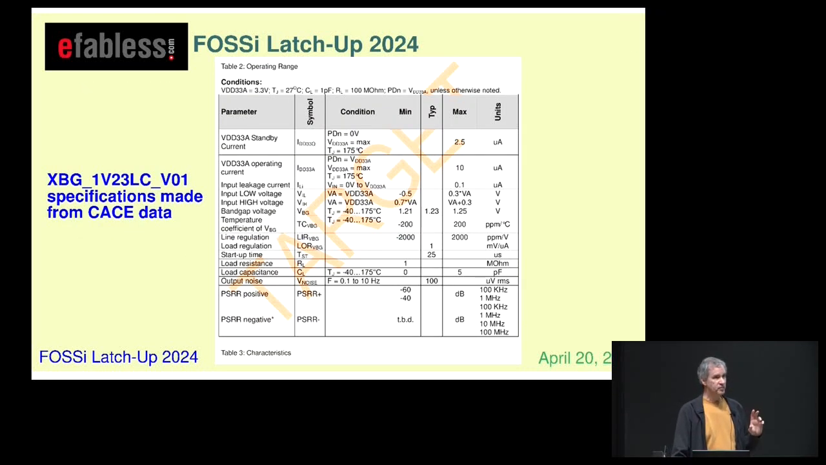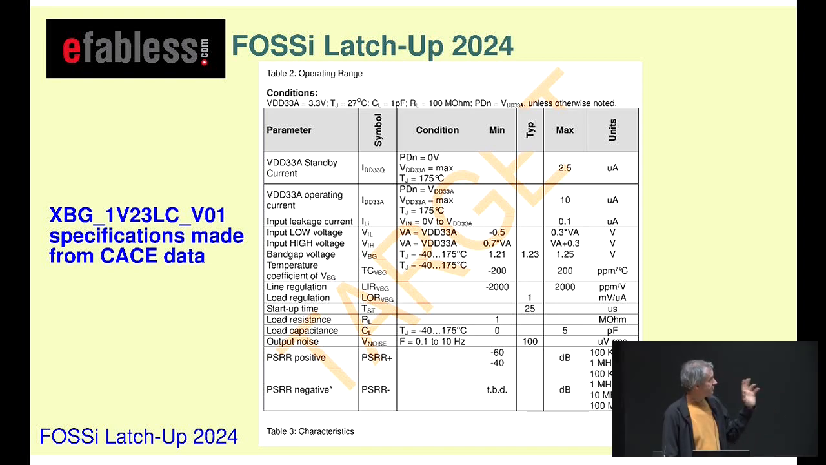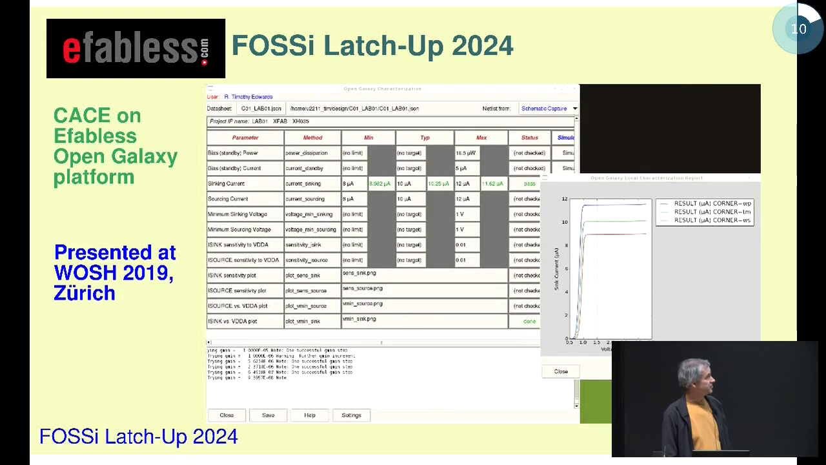So what we gave to the people who were the designers was a spec. This is a cleaned up spec in PDF format, but that was basically what we said. These are the parameters that we want you to hit for the band gap. And they went and designed to that using this system, which looked like this on the platform, and I will show you it's pretty much the same now off-platform. I presented the results of that and how people use the system at the WASH conference in 2019 in Zurich.